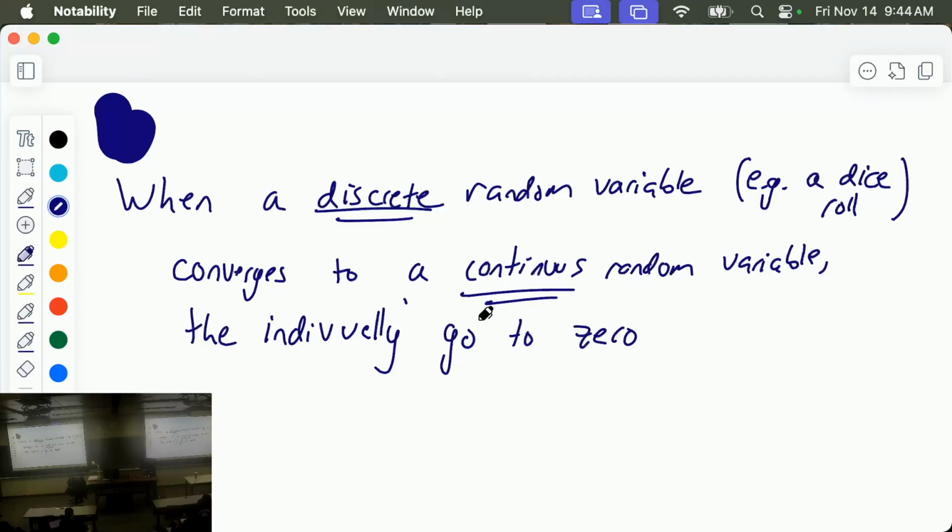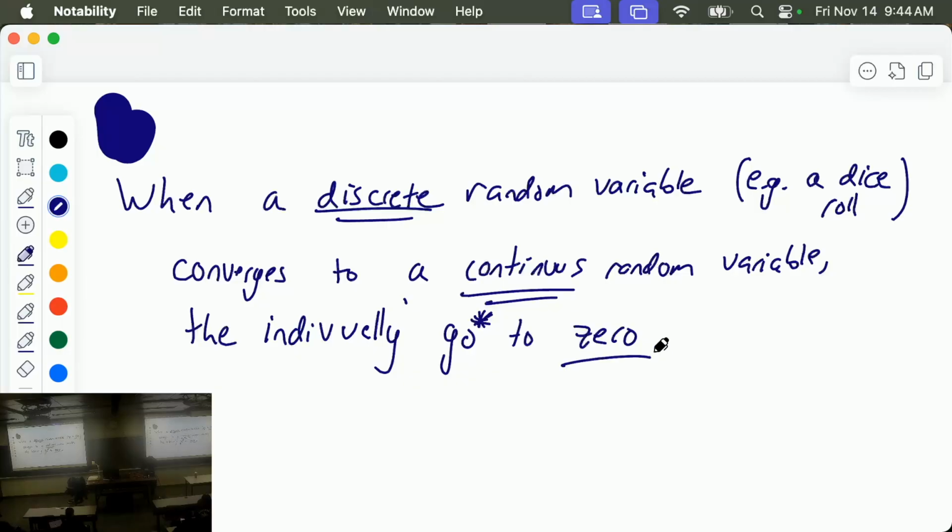So this is almost always true, but sometimes weird stuff happens. So just be careful. Anything in this class, it will for sure go to 0 if you're converging discrete to continuous. But mathematically speaking, if I don't warn you, the math police will come arrest me. Okay, individually go to 0.